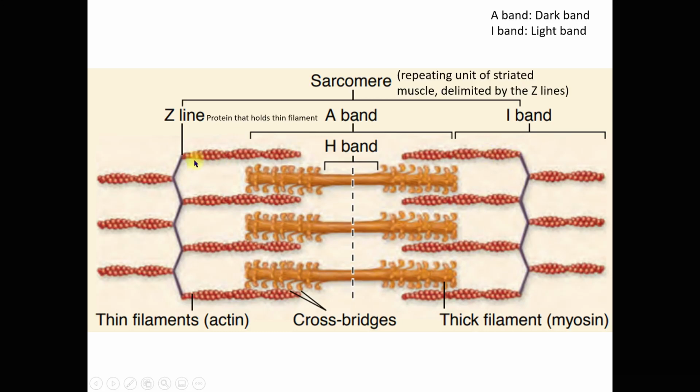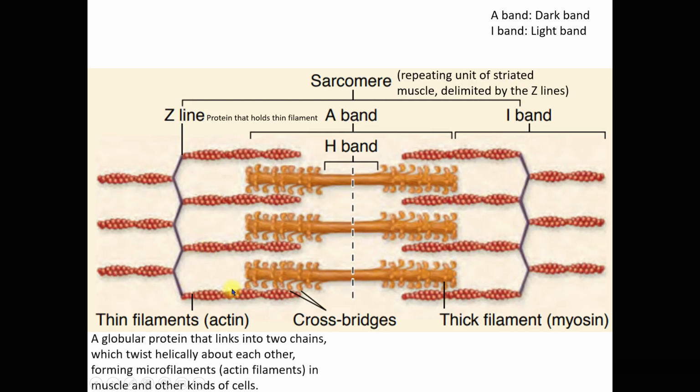All right, so what is this Z line? Z line is the protein that holds the thin filament. So you can see this is the thin filament, also known as the actin. Now this thin filament of actin is a globular protein that links two chains. You can see there are two chains here, which twist helically about each other, forming a microfilament, or we can see there are many microfilaments here. And these microfilaments are also known as actin filaments, in muscle as well as other kinds of cells.